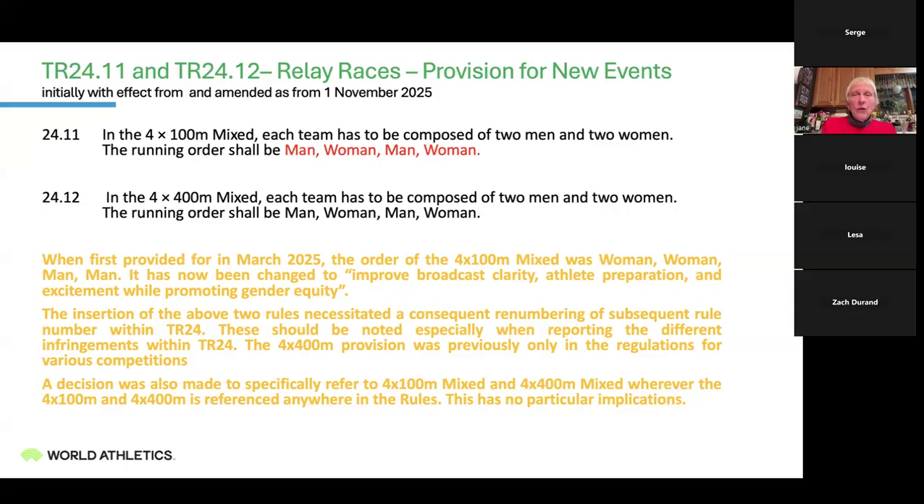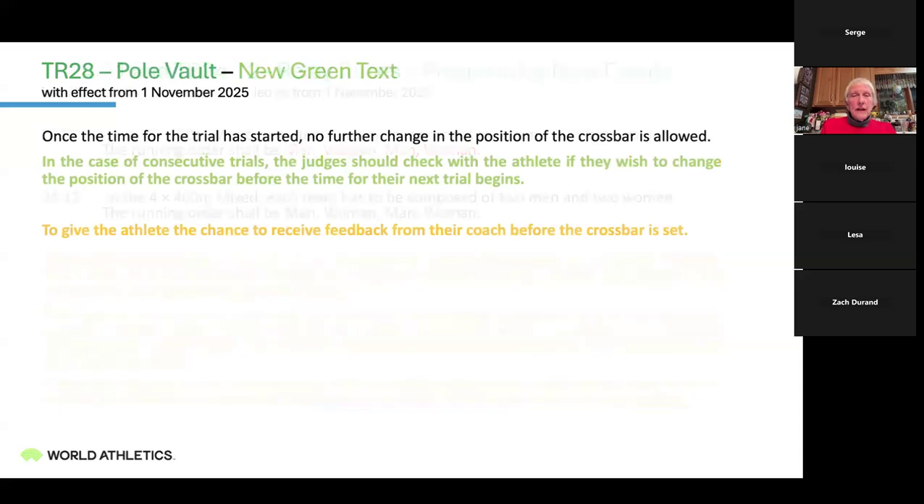All right, now we're on to field events. There aren't very many changes here. Once again, this is not really a rule change. It's a clarification or a way of conducting the event. We all know that a few years ago in pole vault, the rule was changed. Once the time for the trial is started, no further change in the position of the crossbar is allowed. In other words, you can't change your depth.